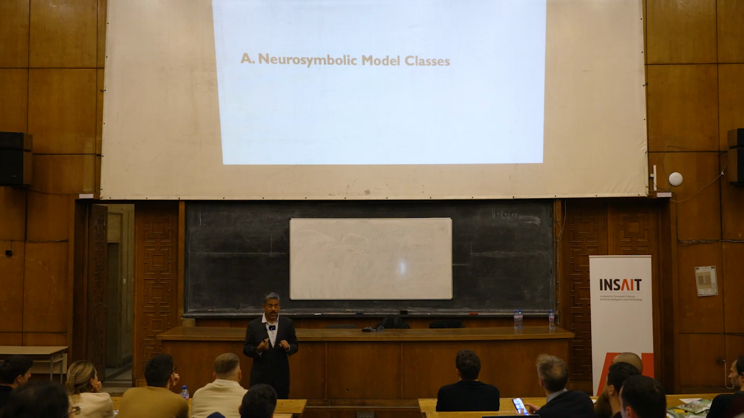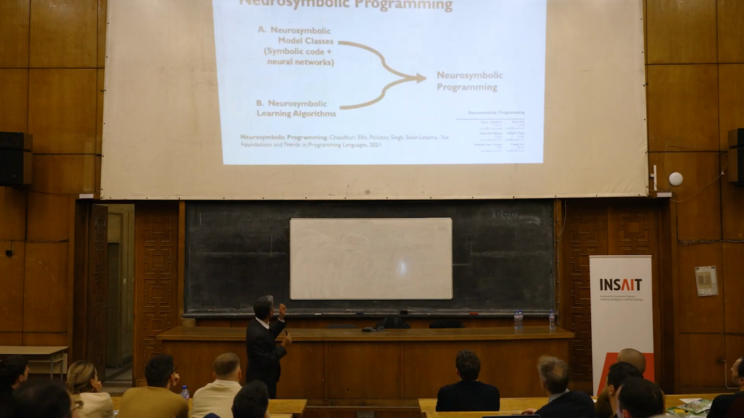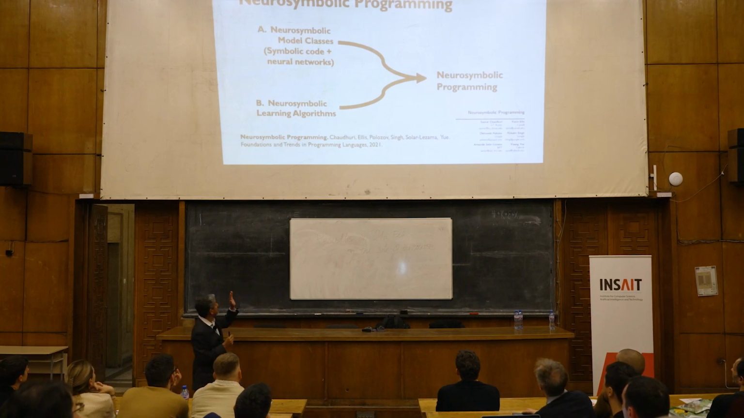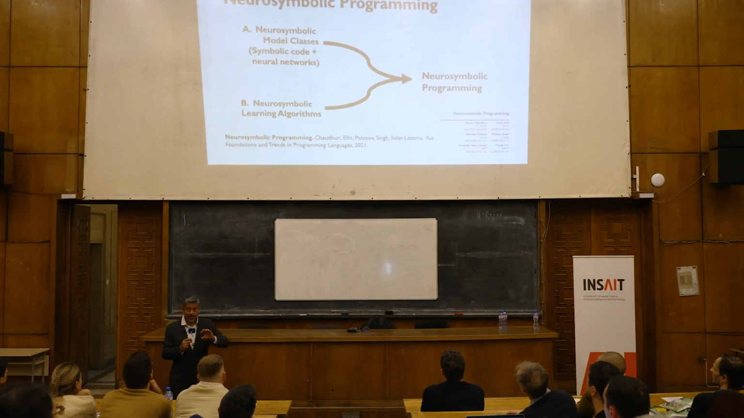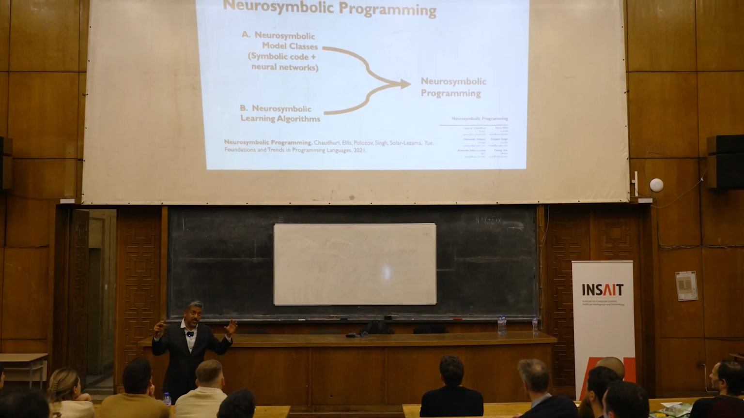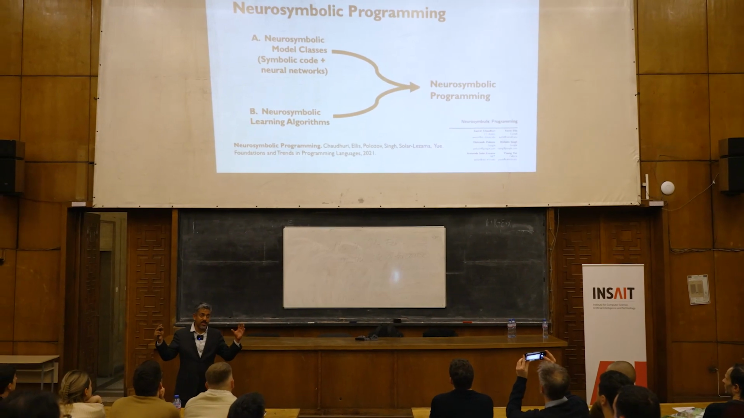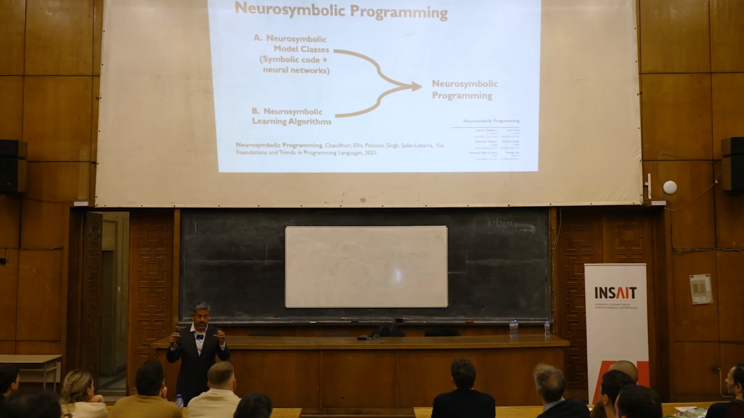The second part is going to be the learning algorithms that we are going to use for such models. So again, this is a very important point. If you don't mind going back to just the slide before. Yeah, that one. So there are these two pieces. One is neurosymbolic model classes. So we are now thinking about going beyond just neural networks and instead thinking about really program-like entities where you have neural networks as pieces.